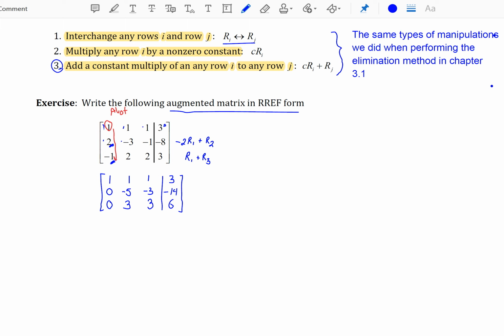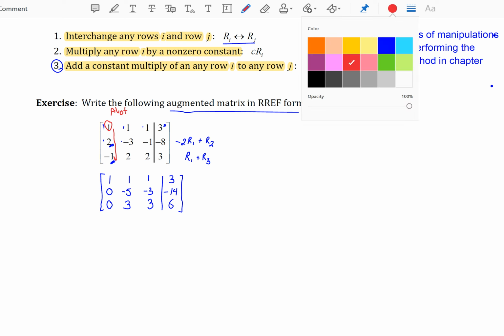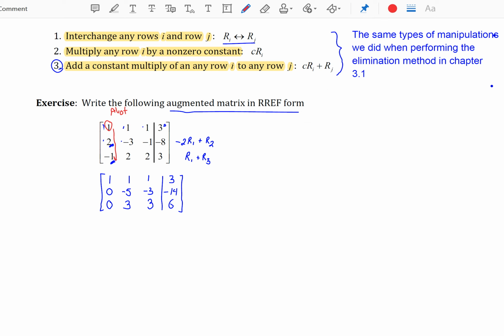Okay. Now the next thing I'd like to do, again, I want to get a row of 1s down that main diagonal. I would like this to be a 1. Now how you accomplish this can vary from student to student. As long as everybody is using these same 3 row operations, we will get the same matrix in RREF form at the end. However, the order that you apply these row operations may vary from student to student. The application of this is not unique. However, the end result will be.